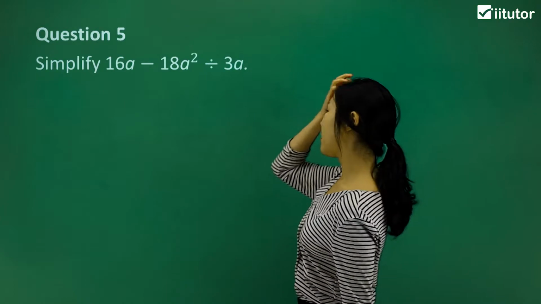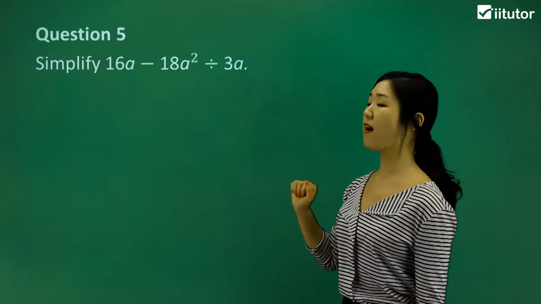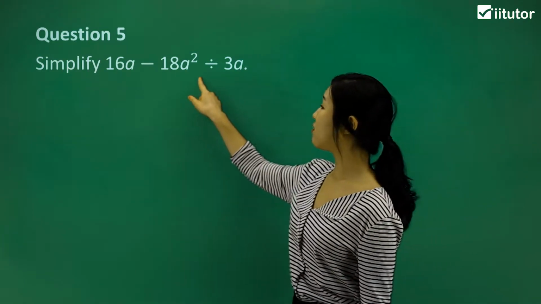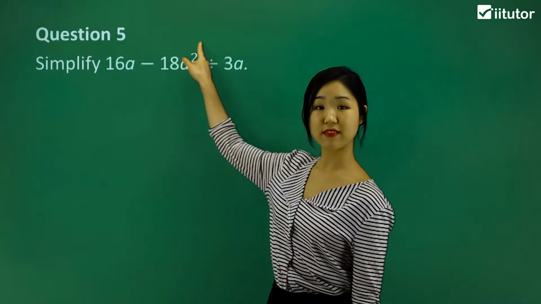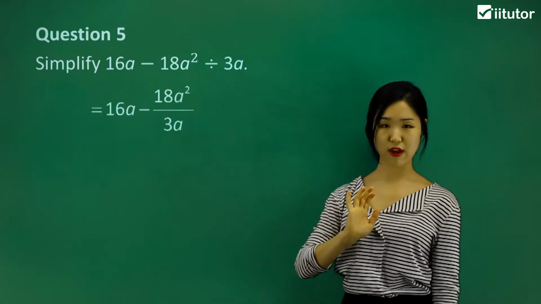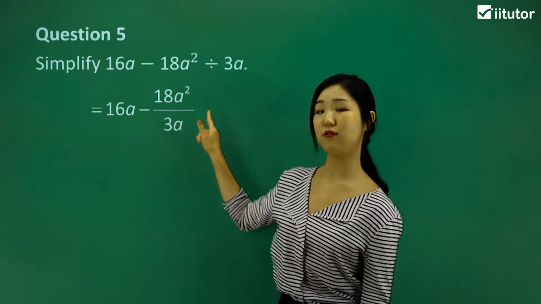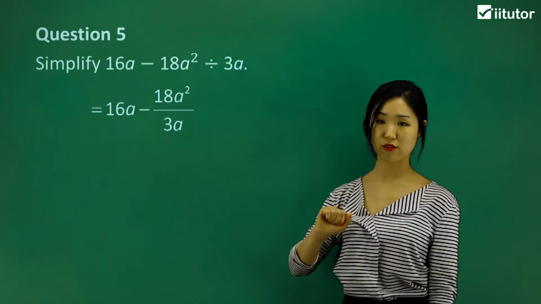Alright, let's move on. This time it says simplify 16a minus 18a squared divided by 3a. So the only division is just this part here, guys, because we always do the division first. I'm going to change this one to fraction form like this. So it's like this: 16a minus the division. I'm going to just change that into a fraction form.